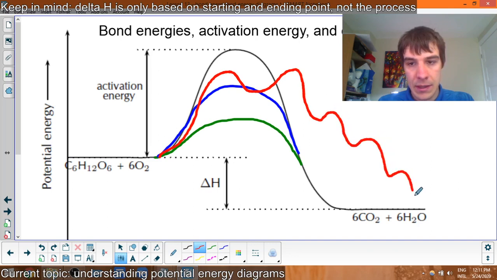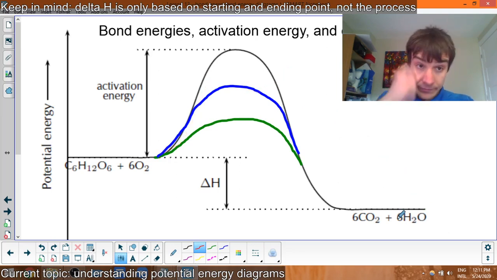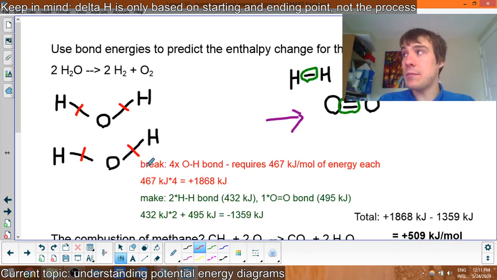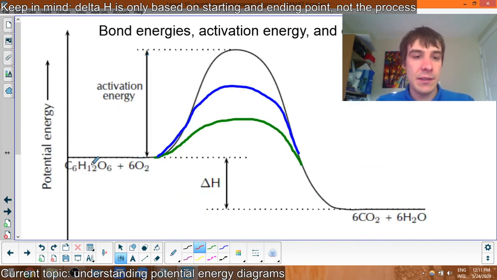You could do something like this, which is actually what your body does. It processes glucose in multiple steps. But the delta H is not going to change. Start point, end point. So delta H is not going to change, because of bond energies, because of this thing we just talked about, because you're still breaking these bonds, making these bonds, but the activation energy can.